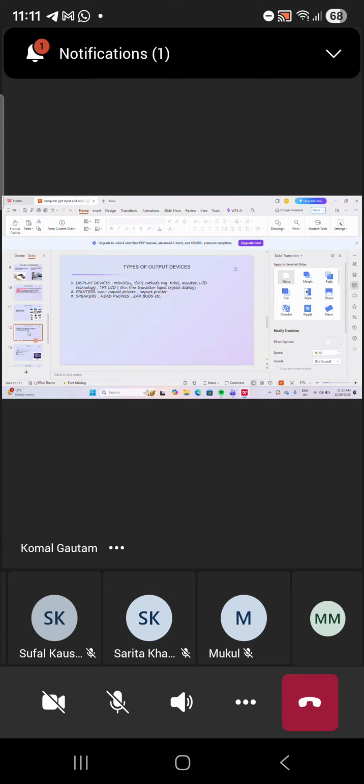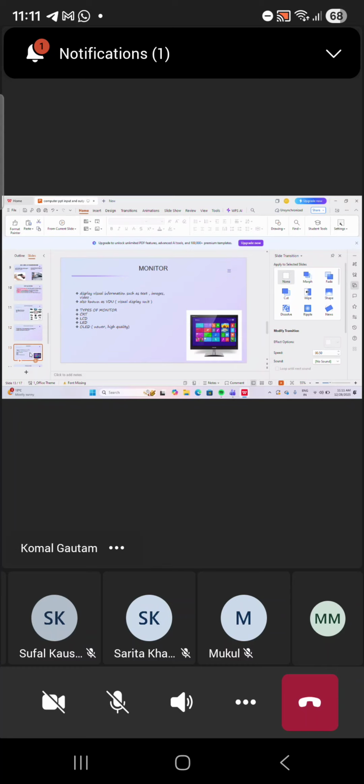Some types of output devices are display devices, in which there are television, CRT, monitor, LCD technology, TFT LCD, which is thin film transistor liquid crystal display. Printers are also of two types: impact printers and non-impact printers. Speakers, headphones, earbuds, etc. are output devices.